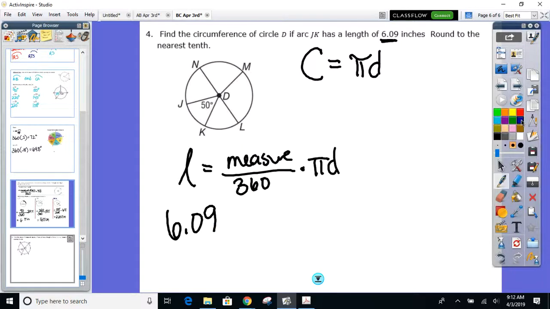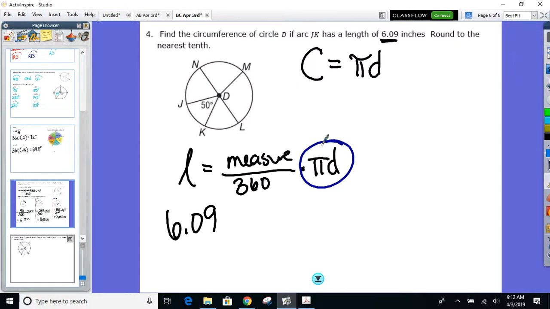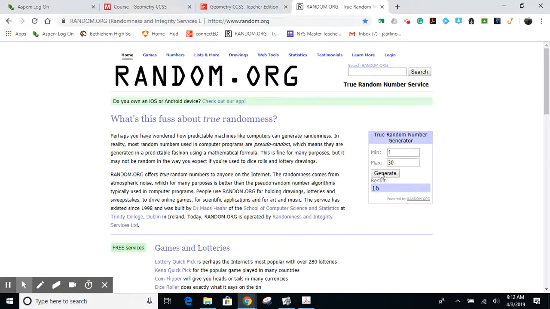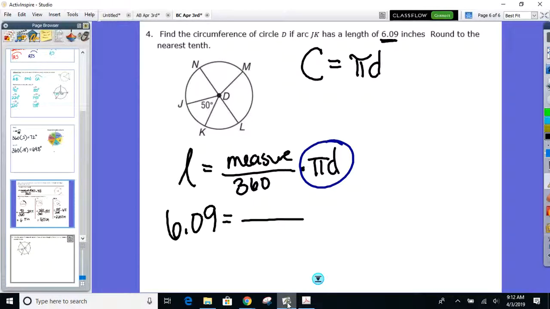So all I need your help with is getting this by itself. You can go ahead and solve for the diameter. That's fine. But aren't you going to re-multiply it by pi at the end anyway? Okay, so you're redoing everything. But if you want to do it that way, that's fine. So let's get back here. 6.09 equals measure. We do know that. What's the measure of arc JK? 50 over 360 times pi d.